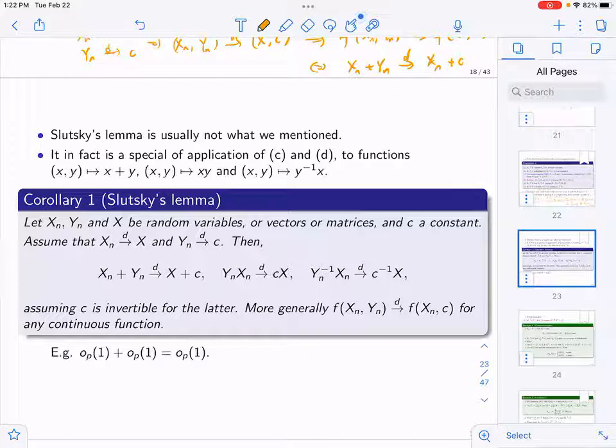Questions? How many people have seen Slutsky's lemma? One, two, okay.